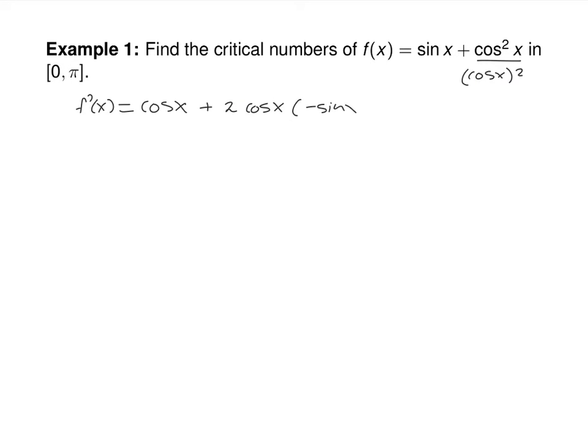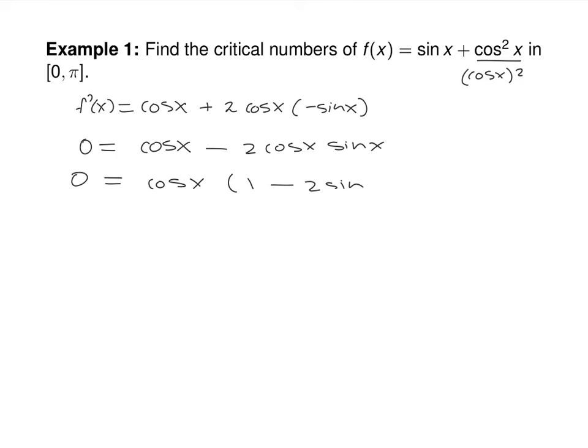There you go. Don't rush it quite yet, because you just need to get a bit more practice before you can do it all in your head. Is that okay? Set it equal to 0. So it equals cosine x minus 2 cosine x sine x. Take out the greatest common factor, which is cosine x. So far, so good?